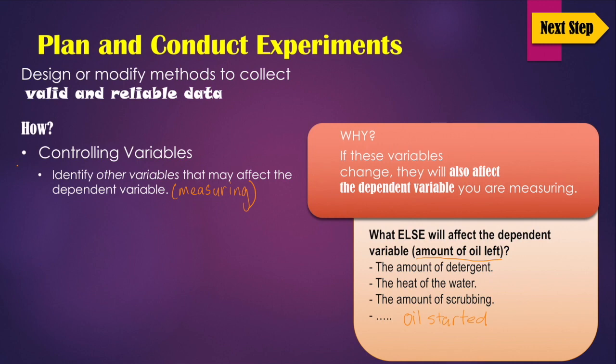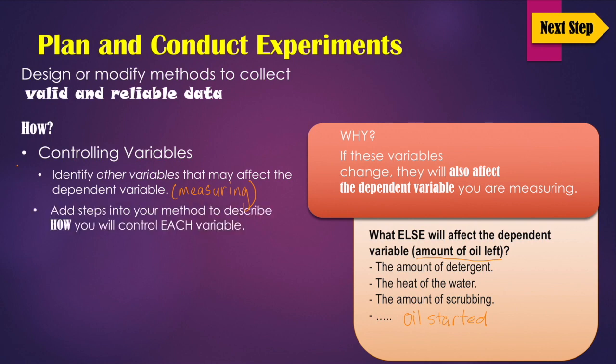Now, why is this so important? Well, if these variables change, then they could be the reason that you're getting less oil. So you're not really testing, is it the different type of detergent that's causing the oil to be more or less? It could be the amount that you used, or the heat, or the amount of scrubbing, or the amount of oil you put on to begin with. You're not actually investigating the question you started out with. They're going to make your test invalid. So it's really important that we know how to control them.